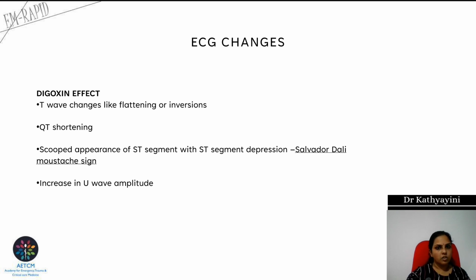The ECG changes known as the digoxin effect are seen in all patients who are on a therapeutic dose of digoxin. The digoxin effect includes T-wave changes like flattening or inversion, QT shortening, and a scooped appearance of the ST segment with ST segment depression, known as the reverse tick sign or Salvador Dali moustache sign. There can also be an increase in the U-wave amplitude.